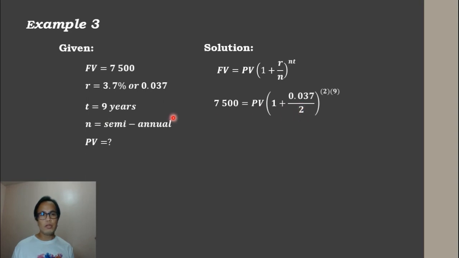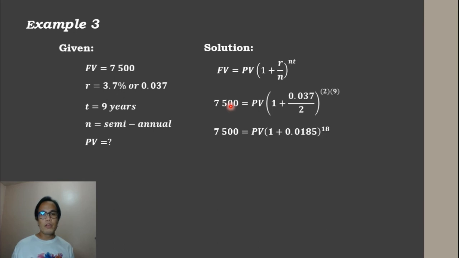Why is this 2? Because this is semi-annual. So N is 2. That means the amount is compounded twice a year. Then the quantity is raised to 2 times 9, because our time in years is 9. Then we simplify. We divide 0.037 by 2 and multiply 2 by 9.